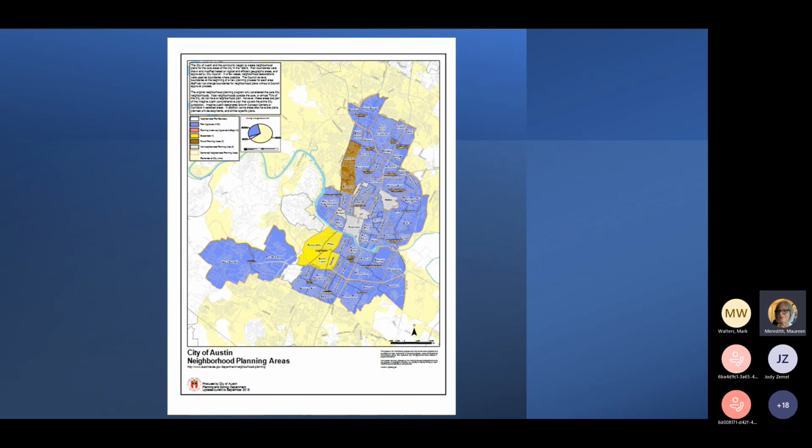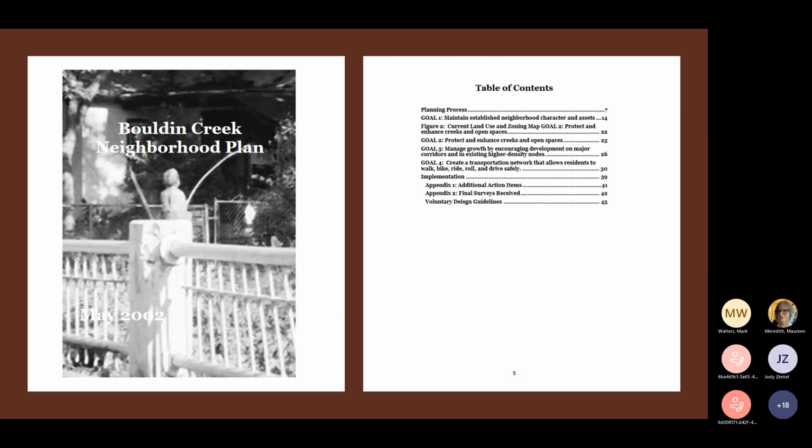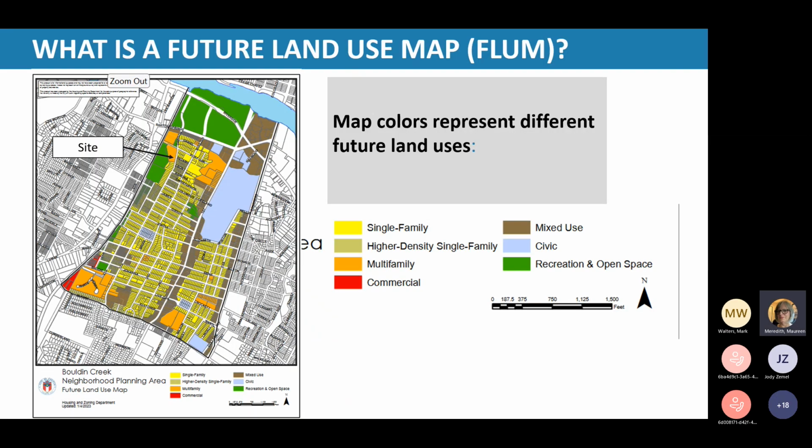This map shows the areas in blue that have City Council approved neighborhood plans. The neighborhood plans have a plan document that has text that provides the vision and goals for the planning area, and most of which also have a future land use map. The colors on the future land use map represent broad land uses. For example, the yellow in the map represents single family, the orange multifamily, red commercial, and brown mixed use. So the applicant currently has multifamily land use and the request is for mixed use land use.